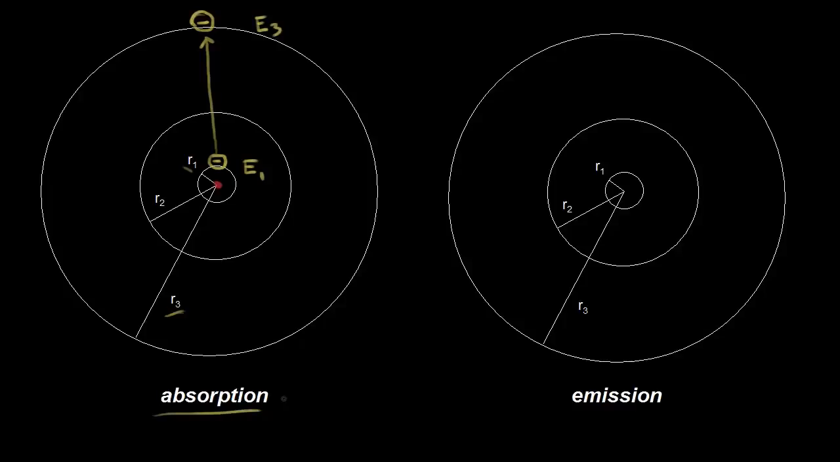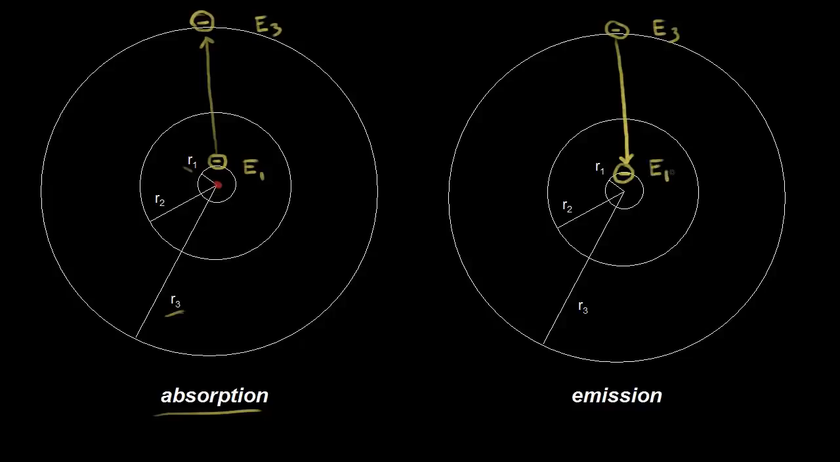This is only temporary though. The electron's not going to stay there forever. It's eventually going to fall back down to the ground state. And so let's go ahead and put that on the diagram on the right. And so here's our electron, right? It's at the third energy level. It's eventually going to fall back down to the ground state, the first energy level. So here's the electron going back to the first energy level here.